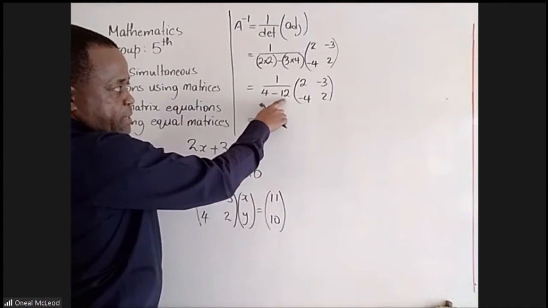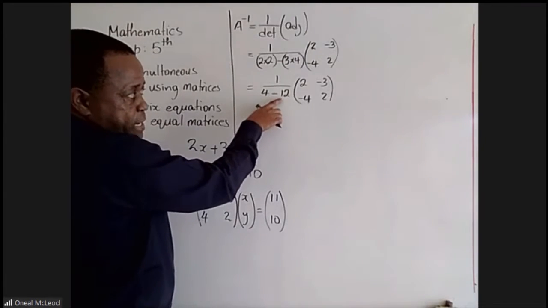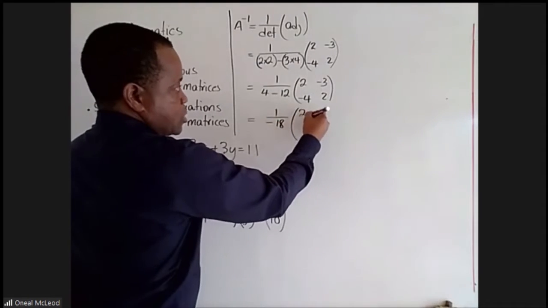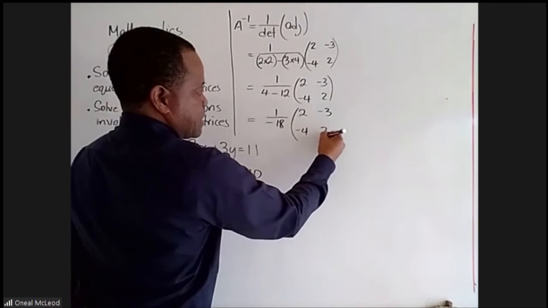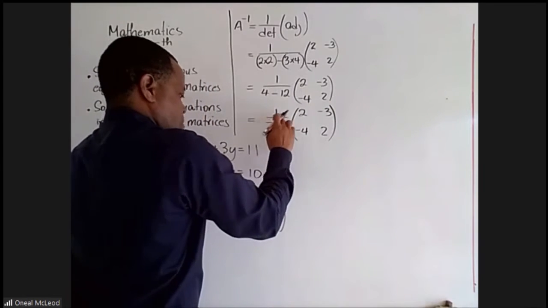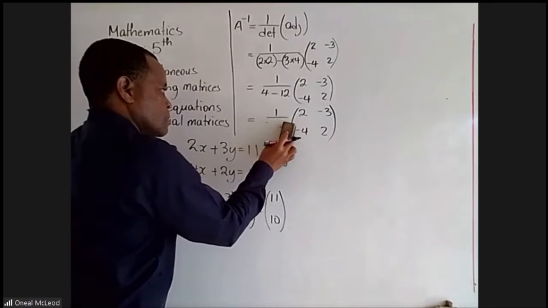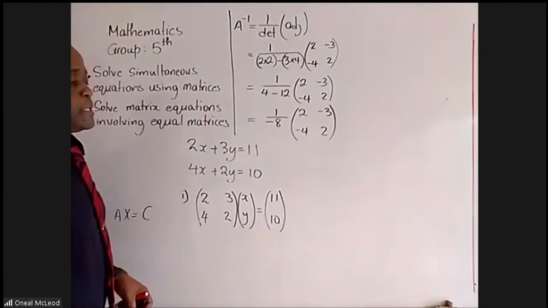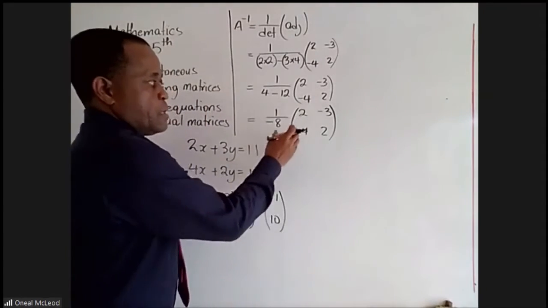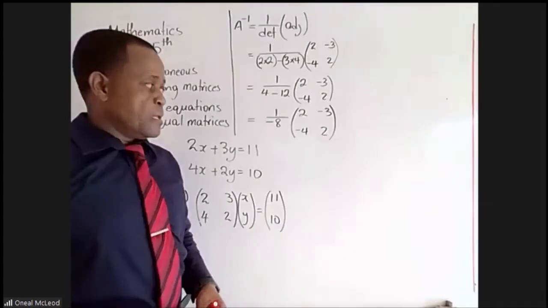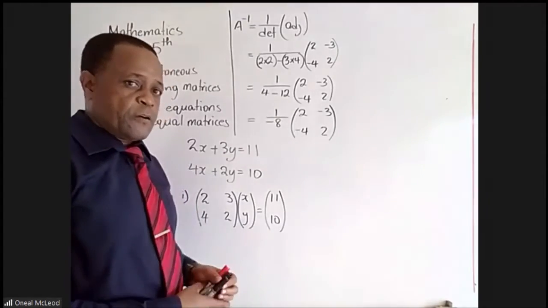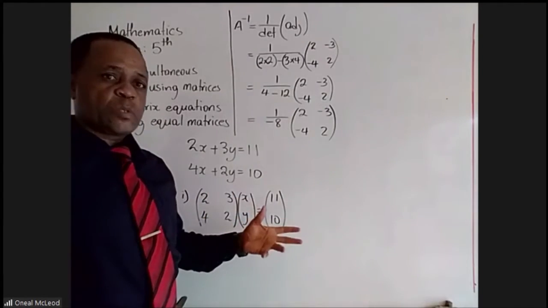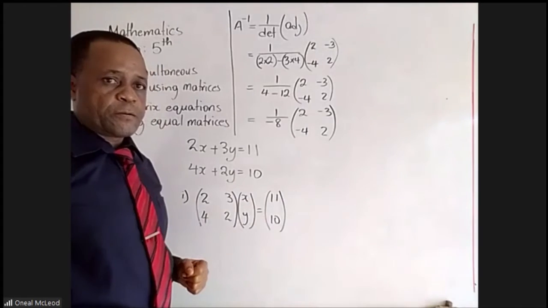Now, 1 divided by 4 minus 12 will end up with -1/8. This now becomes 2, -3, -4, and 2, with -1/8 in front. All right? This matrix now represents the inverse of the 2 by 2 matrix that we have right here.